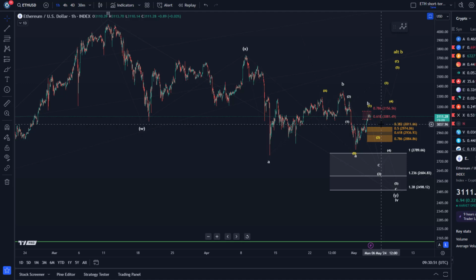But without a clear 5-wave move down on the smaller time frame, I cannot tell you that we have started the C wave of the 3rd wave in the white count to the downside. That takes us to the yellow count, in which we're tracking 5 waves up.